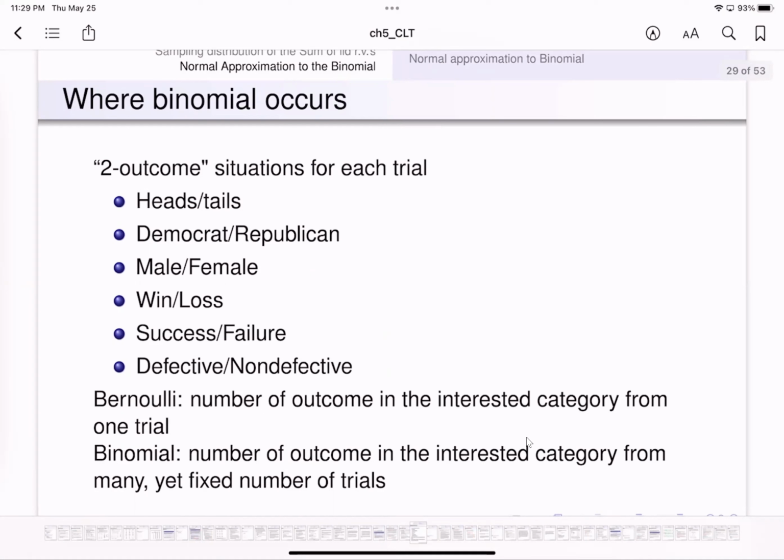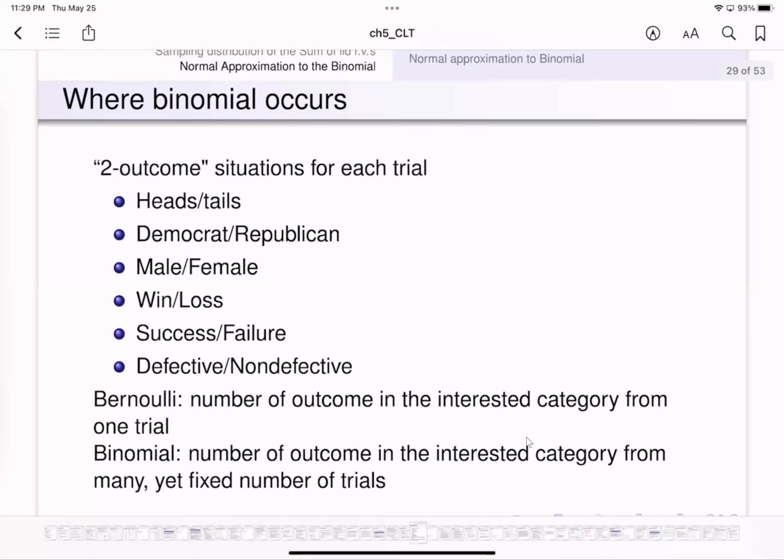And even if you have multiple outcomes, let's say originally you consider political affiliations, there could be Democratic, Republican, and Independent Party. But if you are only interested in studying the proportion or probability of falling into one category, say Democratic Party, then you can combine the other 2 categories together. So it becomes Democratic versus non-Democratic. That still can be studied in the 2 outcome situation.